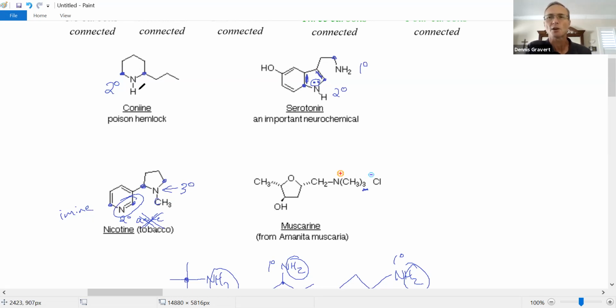Well, what happens if there's no H's? This one didn't have H. It must be tertiary. How about this nitrogen? It doesn't have a hydrogen. It must be tertiary. No, it's positively charged. Okay, it's quaternary.